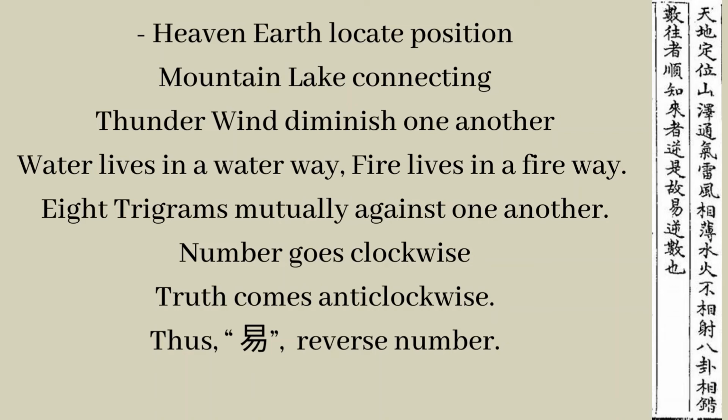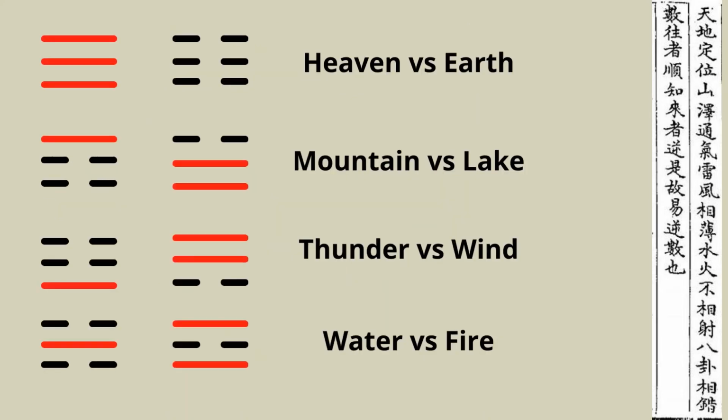Heaven and earth locate position. Mountain and lake connect. Thunder and wind diminish one another. Water lives in a waterway, fire lives in a fireway. 8 trigrams mutually oppose one another. Number goes clockwise. Truth comes anticlockwise. Thus, reverse number.